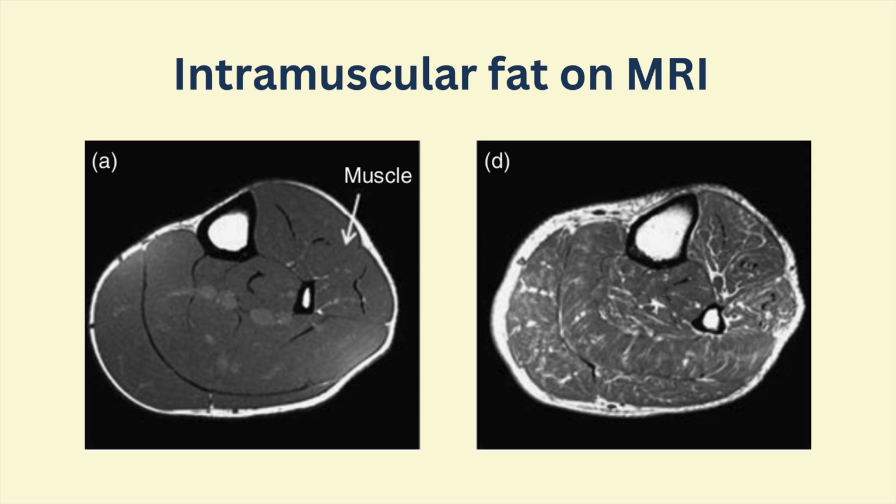This is in a young, healthy athlete. There is no intramuscular fat in him. He is incredibly fit and healthy. This is a 65-year-old diabetic. You can notice how there's intramuscular fat, ectopic fat within that muscle, and that's a problem.